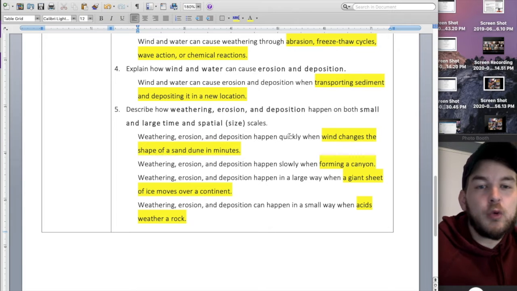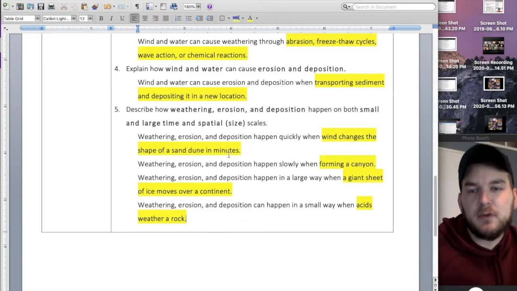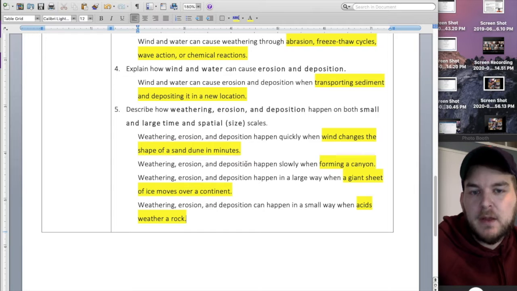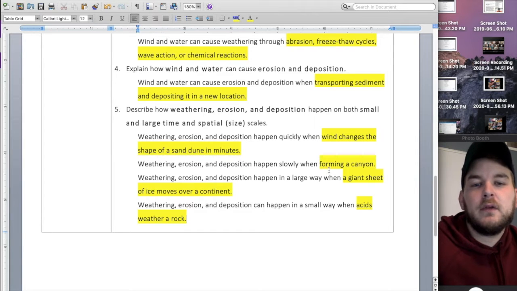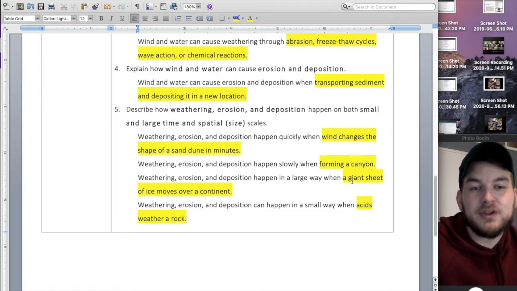They can happen quickly when wind changes the shape of a sand dune in minutes. They can happen slowly when forming a canyon. They can happen in a large way when a giant sheet of ice moves over a continent, or they can happen in a small way when acids weather a rock.